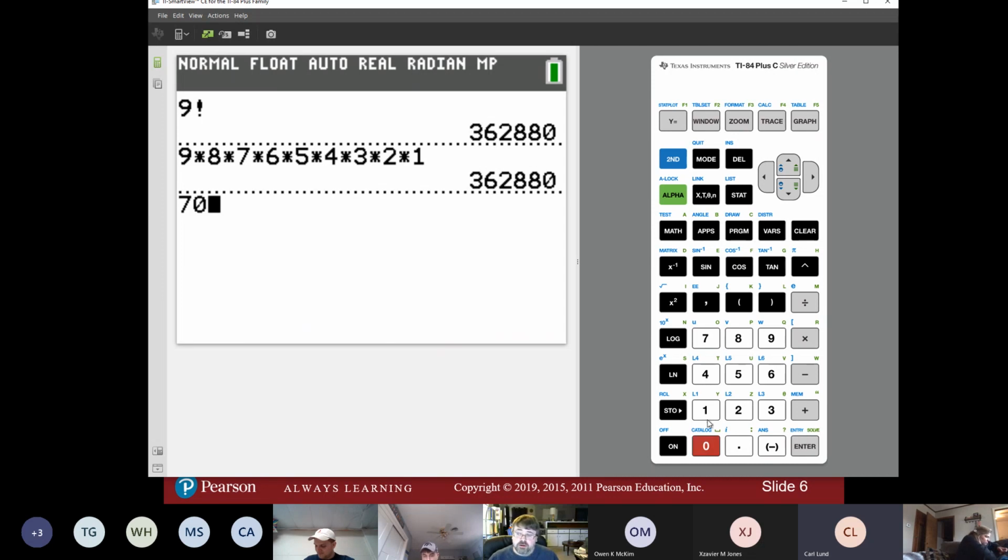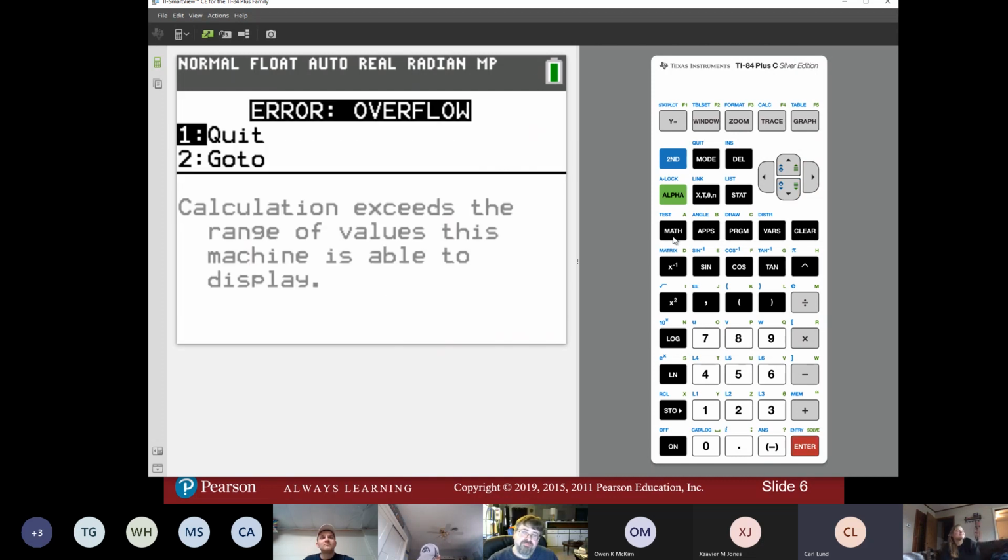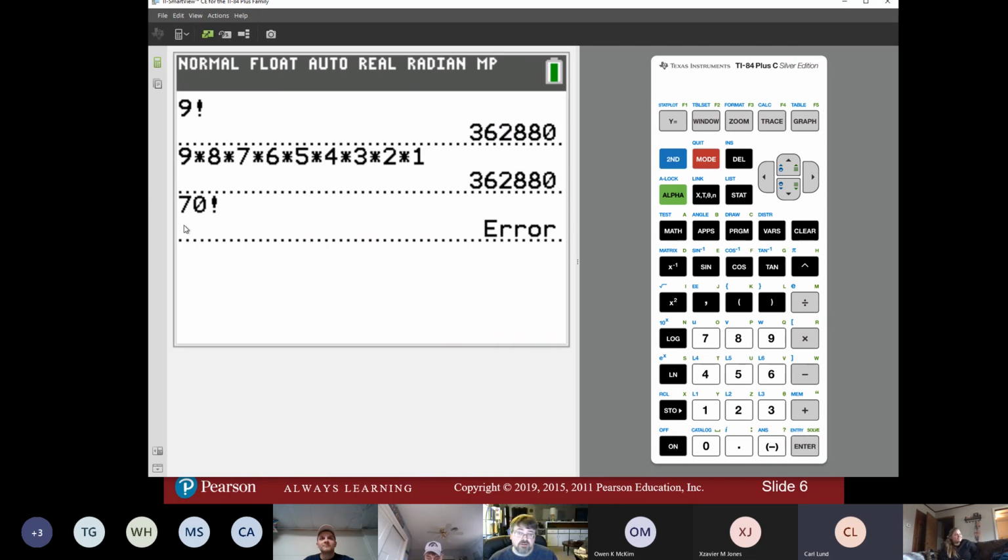Again, if you put in a larger number, however, like 70 factorial, you're going to get an overflow error. How big a number a calculator can handle just depends on the type of calculator. There are ways to work with really large factorials, though, that we'll see in a little bit. So one thing you definitely want to do after class today is find where that key is on your calculator.